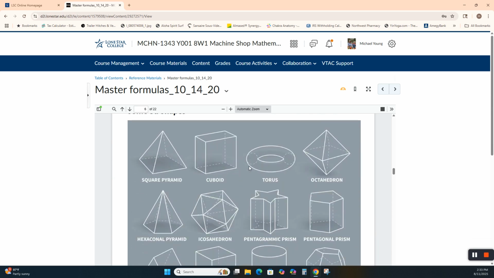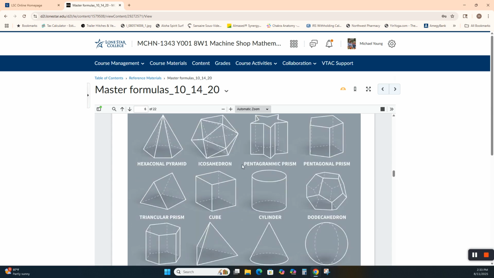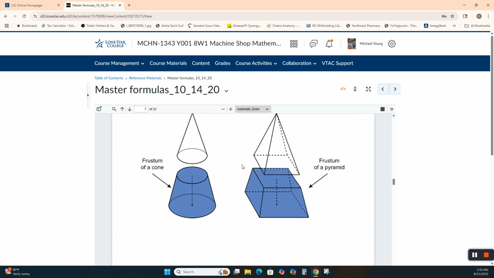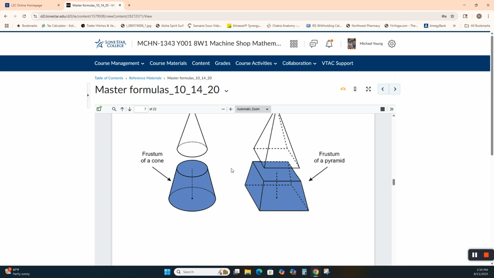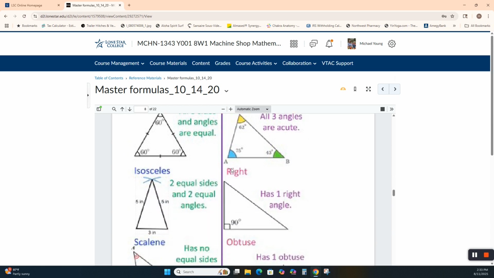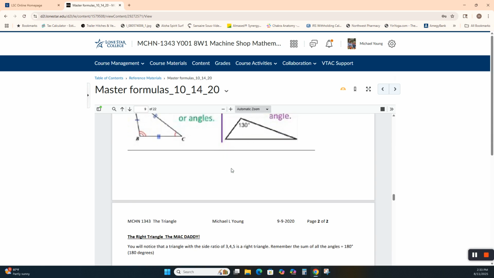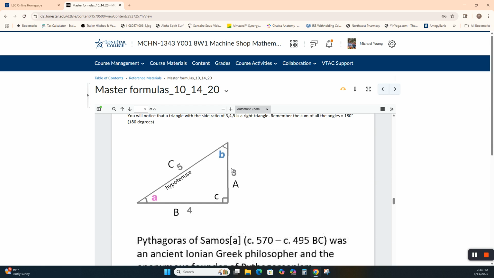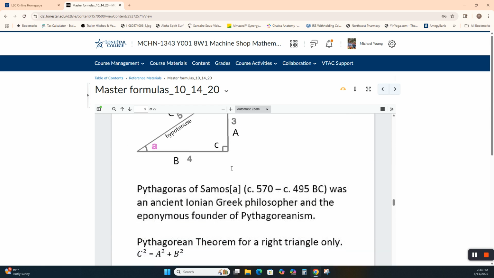So, let's see here. An octahedron, 3-dimensional shapes. Pyramid. Frustum of a cone. You'll be doing frustum calculations. Yes, "frustum" is something you'd think your mama would slap you at the dinner table for saying. So, it's a truncated cone. Triangles, all this is in the videos. And the Mac Daddy, oblique triangles, the right triangle.